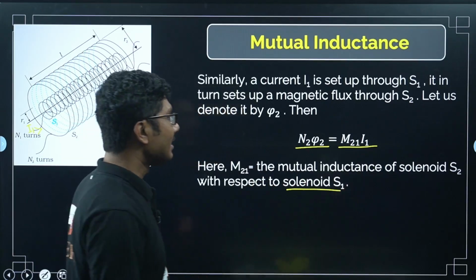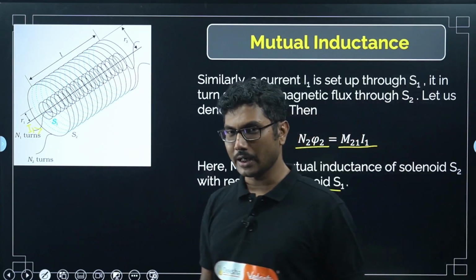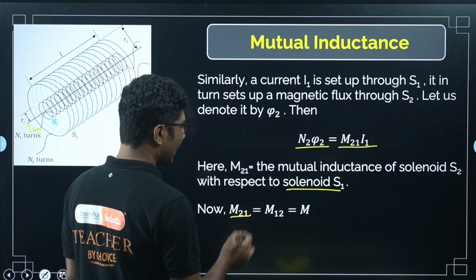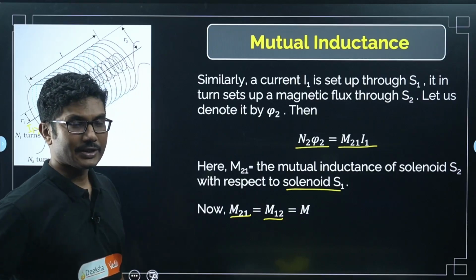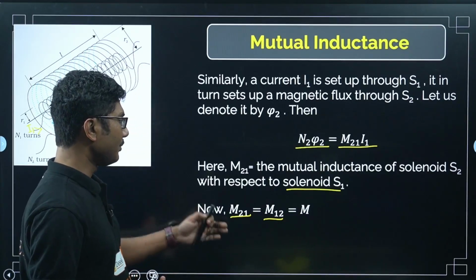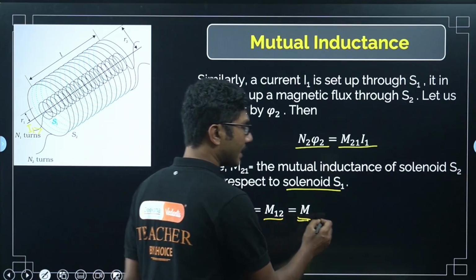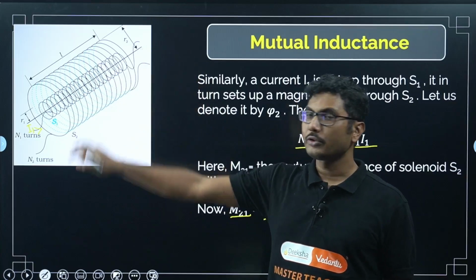Now naturally the question will come, is there any relationship between M12 and M21? Basically yes, M21 is actually equal to M12. If you don't change the configuration, if you don't change the number of turns, then the mutual inductance between two coils is constant. So no matter through which coil you are changing the current, both coils will have the same mutual inductance.